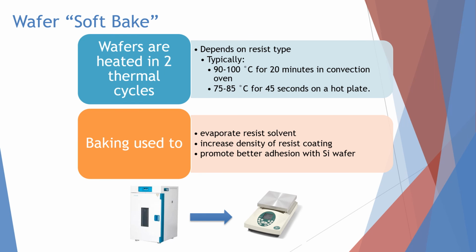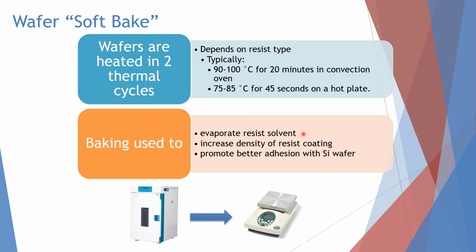After the photoresist is already applied, before we do any printing, we have to do the soft bake. So the wafer will be heated in 2 thermal cycles. First, it depends on the resist type, what type of material is used for the resist. Typically, it will be around 90 to 100 degrees Celsius for 20 minutes in a convection oven. So this is the convection oven. Another one is on the hot plate like this one, at a temperature of 75 to 85 degrees Celsius for 45 seconds.